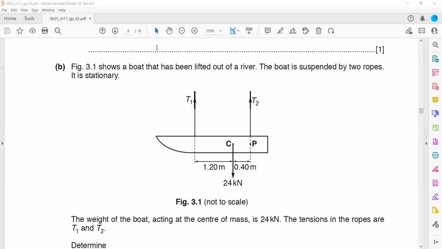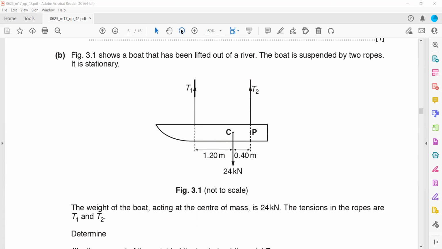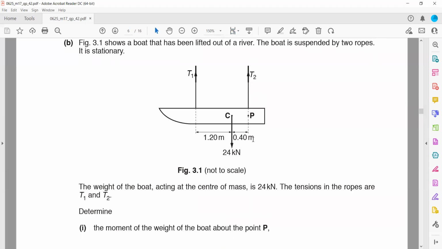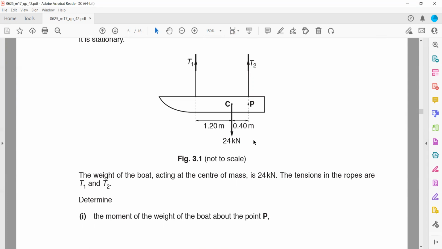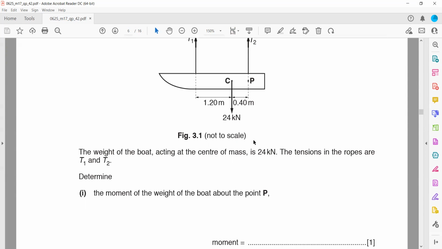Figure 3.1 shows a boat that has been lifted out of a river. The boat is suspended by 2 ropes, as you can see, and it is stationary. The weight of the boat acting at the center is 24 kilonewton. There is a tension T1 and a tension T2 in the ropes.